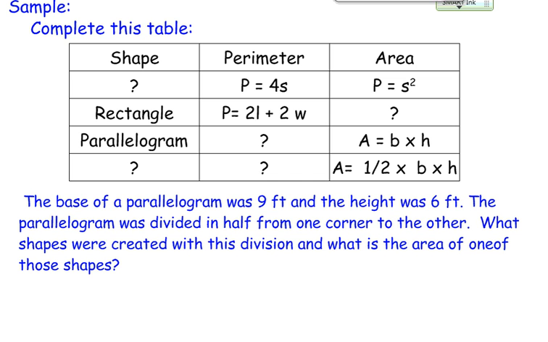That's our review of perimeter and area and our geometric formulas that fit into all these different kinds of shapes. So you have your table, and then you have a sample problem to get you on your way as you work with geometric formulas. That is lesson 91.